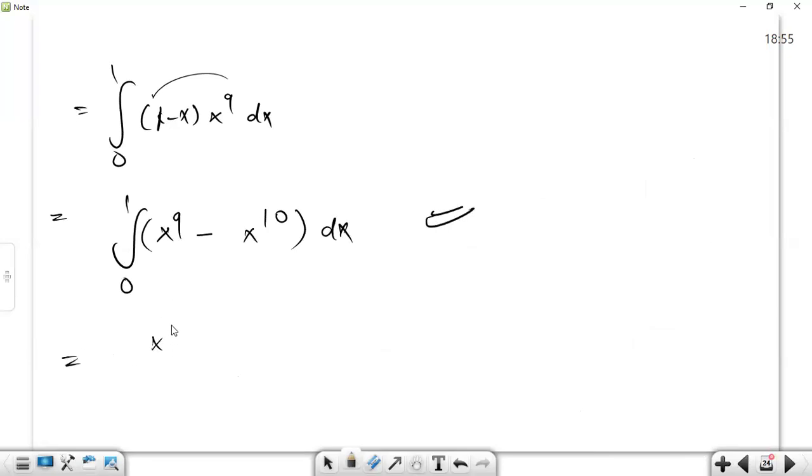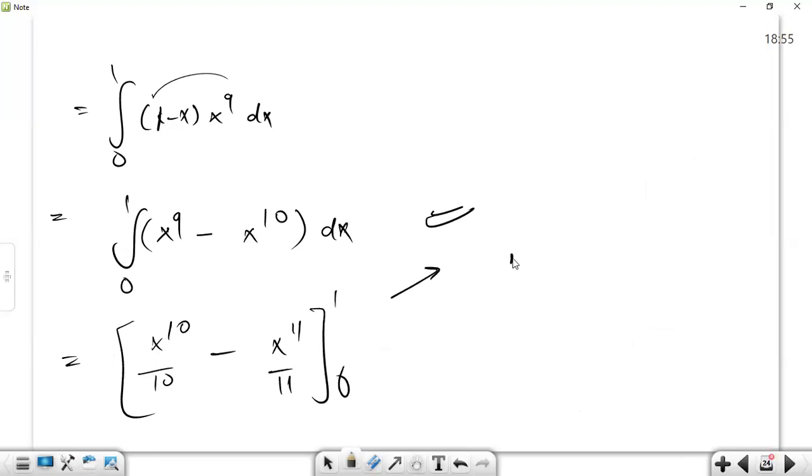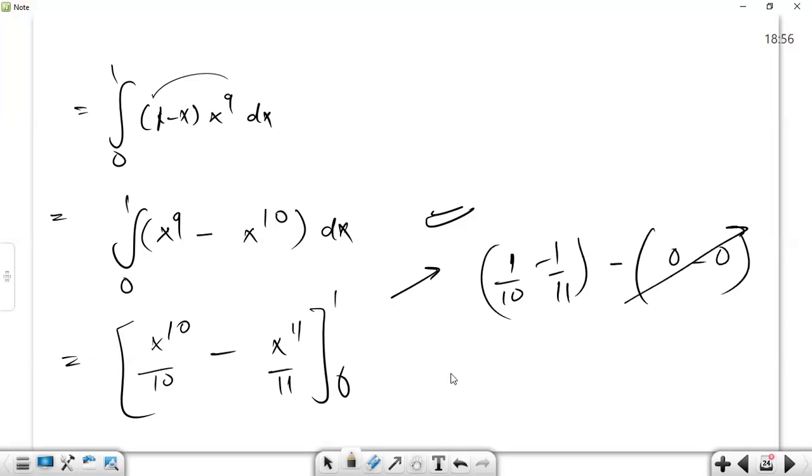Okay, integrating this. So x^10 by 10 minus x^11 by 11, and limit 1 to 0. Clear? Yes, sir. So on putting x equals to 1, we get 1 by 10 minus 1 by 11, subtracting from it what we get on putting 0, which is 0 minus 0, simply 0.